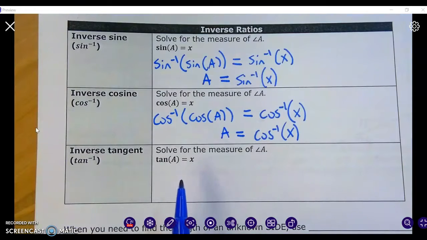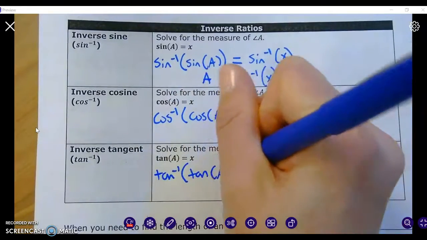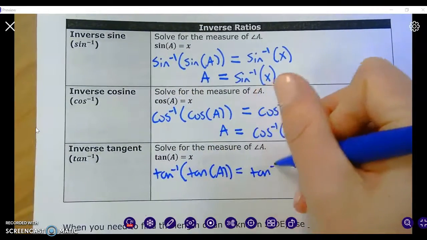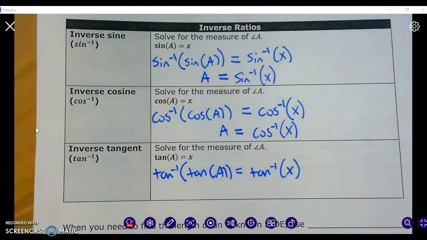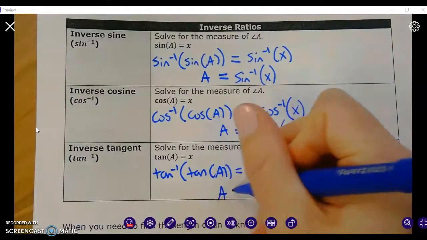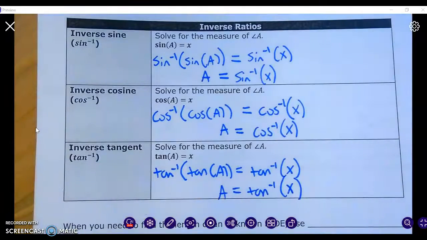Okay, and then repeat that process for tangent. It's going to look exactly the same. Okay, I know this probably makes no sense right now, but just hang with me. We'll get there.